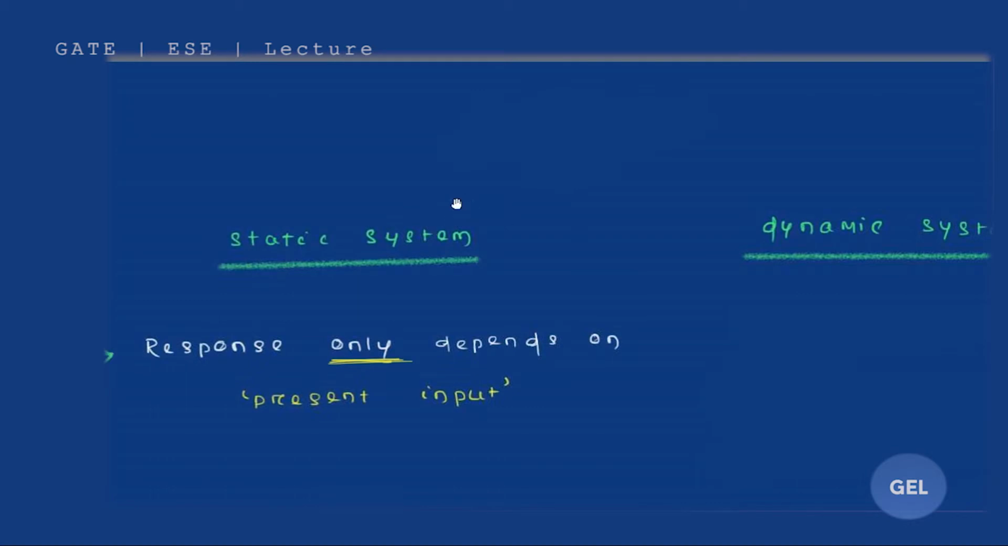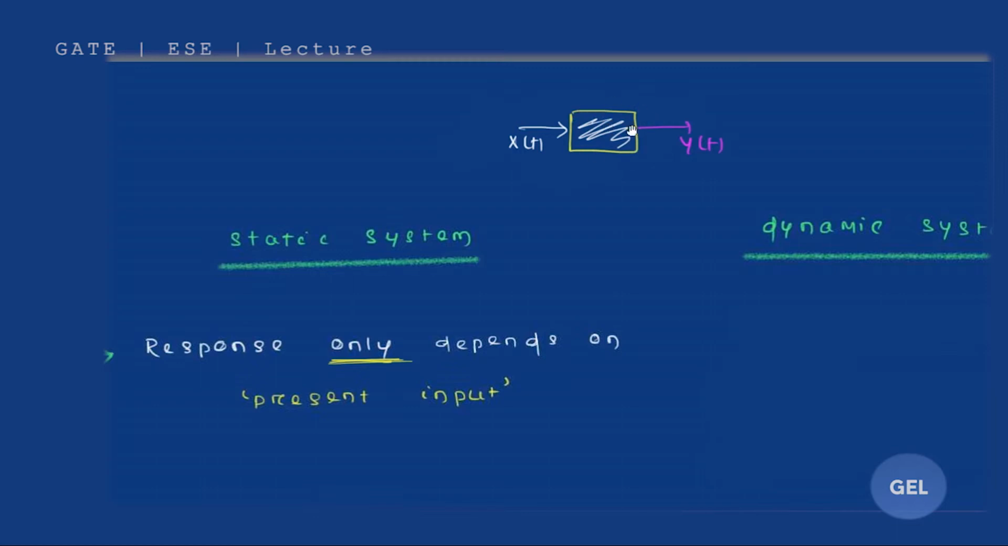Now let's start the analysis from the classification, that is, what is a static system and what is a dynamic system. It's a very simple thing. There is a system here, and you are giving an input, that is x of t, and it is giving you an output, that is y of t. Now we need to know whether this system is a static system or a dynamic system. I'm again repeating my statement: we need to know whether this system, I'm talking about this system, is static or dynamic.